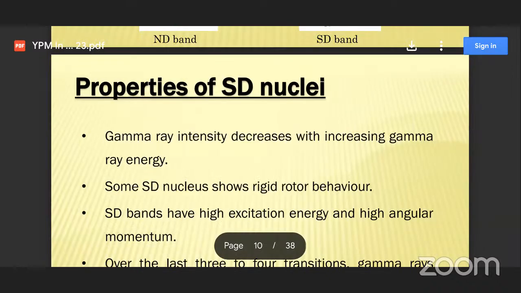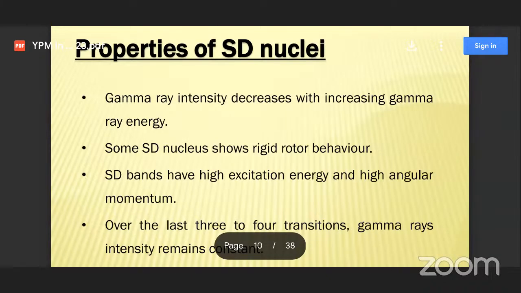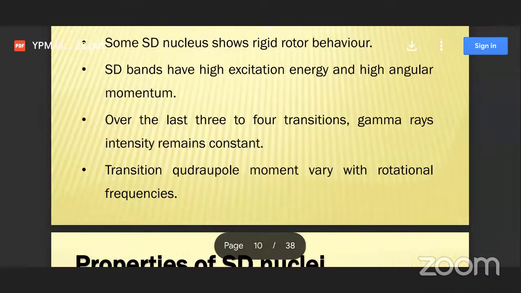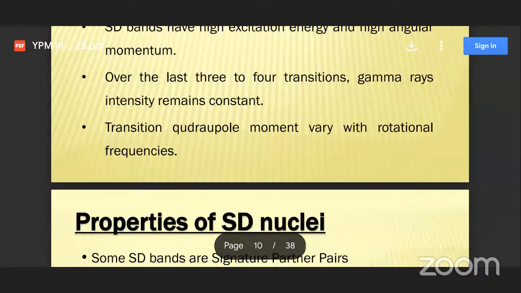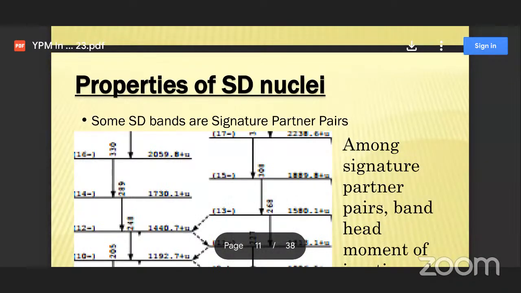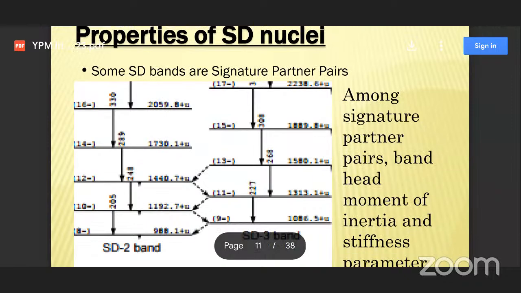Now the properties of SD nuclei. The gamma ray intensity decreases with increasing gamma ray energy. Some SD nuclei show the rigid rotor behavior. SD bands have high excitation energy and high angular momentum. And over the last 3 to 4 transitions, gamma ray intensity remains constant. Transition quadrupole moment varies with rotational frequency. This is another fascinating property of SD nuclei.